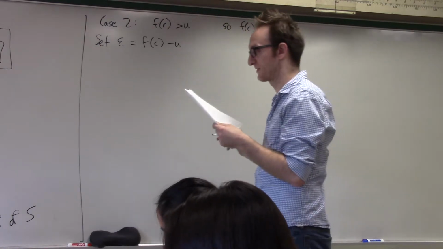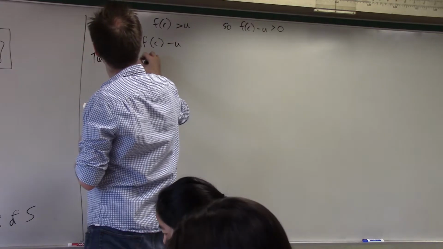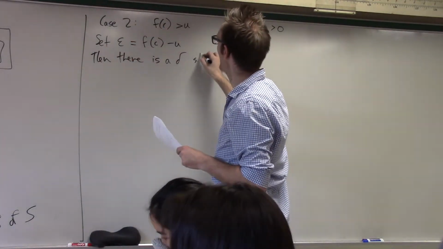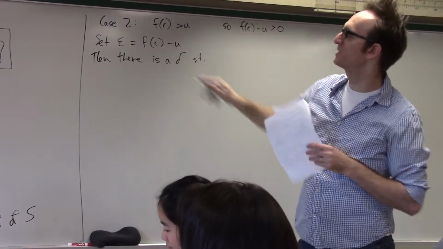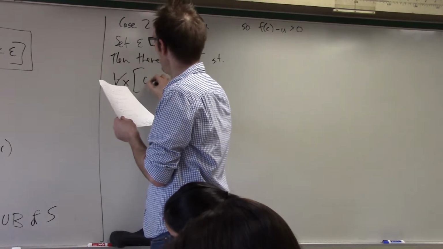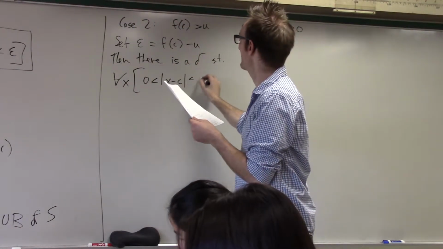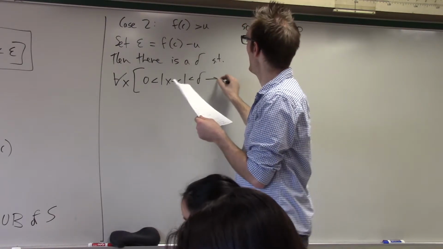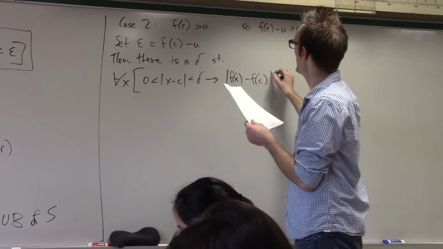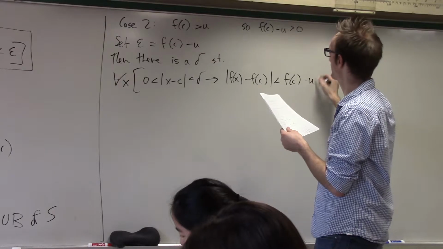So then there is a delta such that, just using the definition of continuity, for all x, if I stay pretty close to c, specifically within delta, then the difference between my function and f of c will be less than my epsilon, which is f of c minus u.